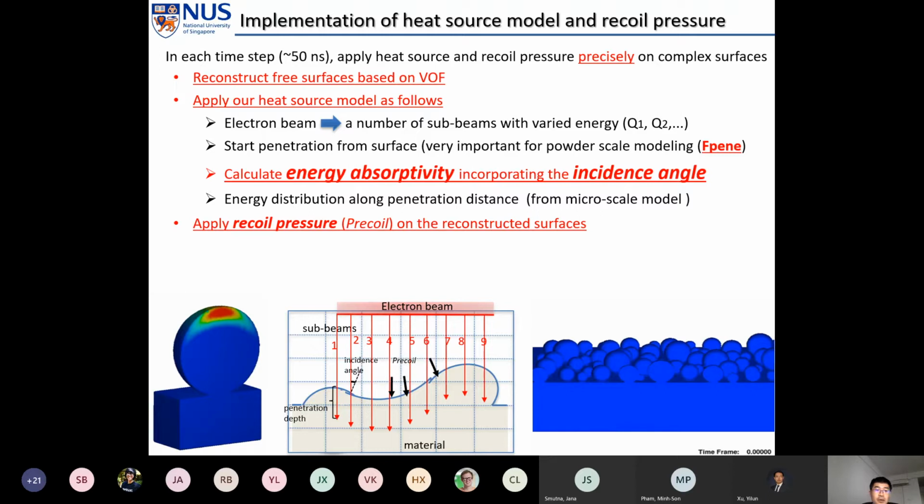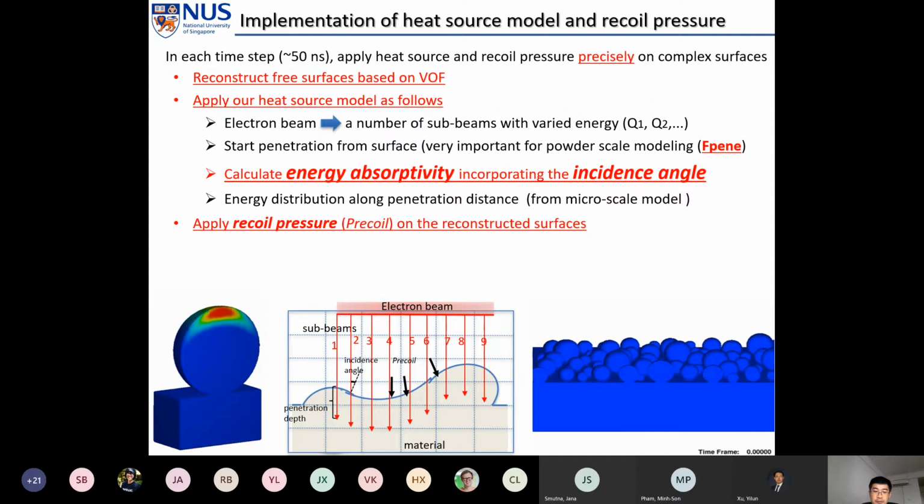And then we apply the recoil pressure. So what's the recoil pressure? Recoil pressure is when the power is pretty high, then the temperature could be very high and even higher than the boiling temperature of the material.